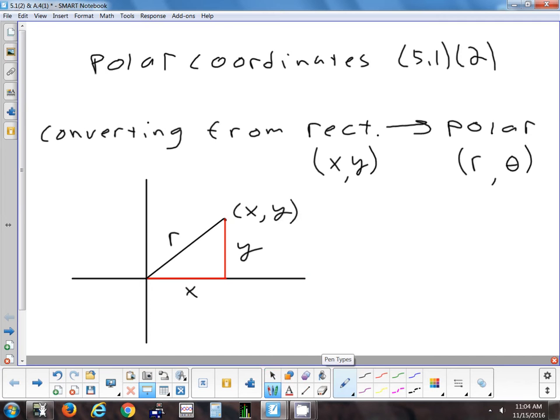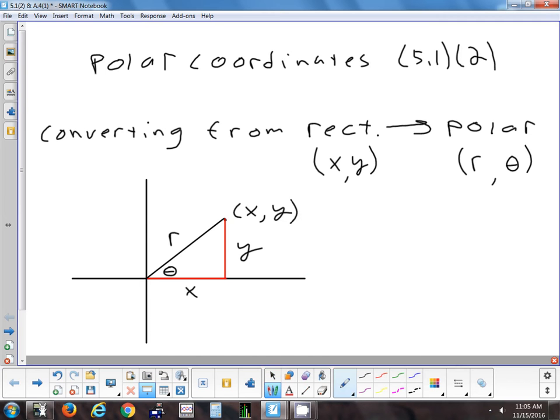So if I knew x and I knew y, how do you think I could get the radius? Yeah, and I'll write that down in a second. So if you want the radius, you could use the Pythagorean Theorem. Okay? And that's one of the things. And this is theta right here.